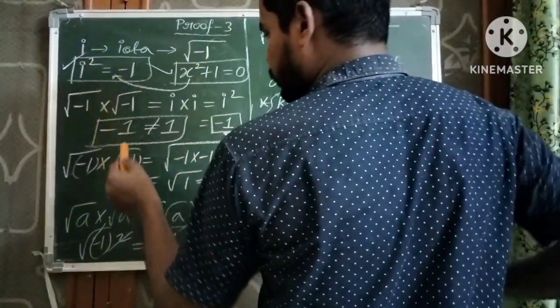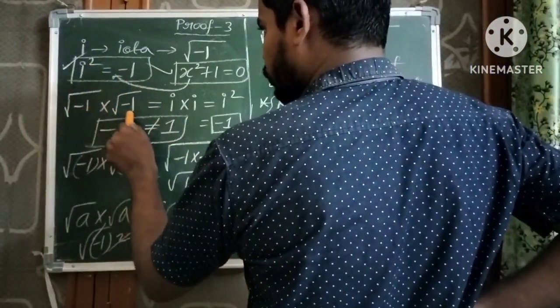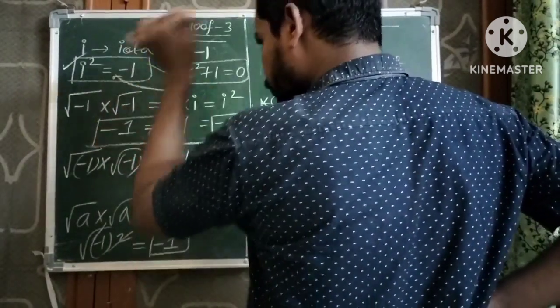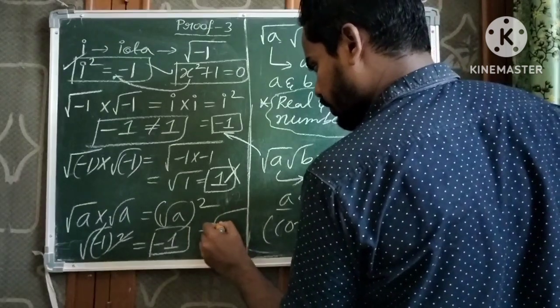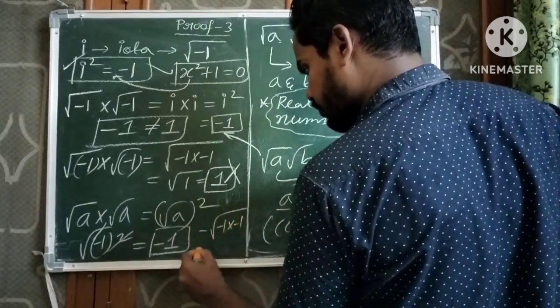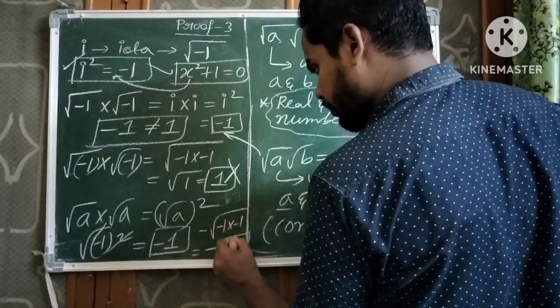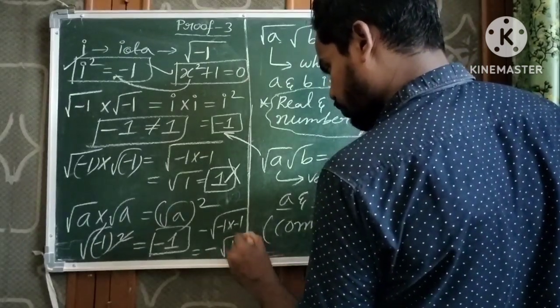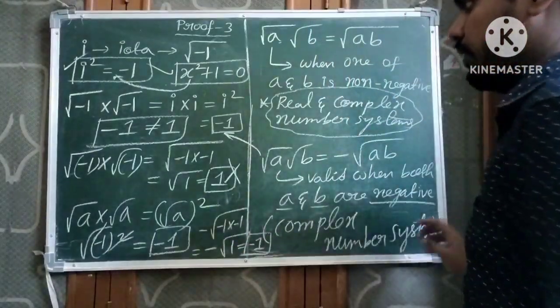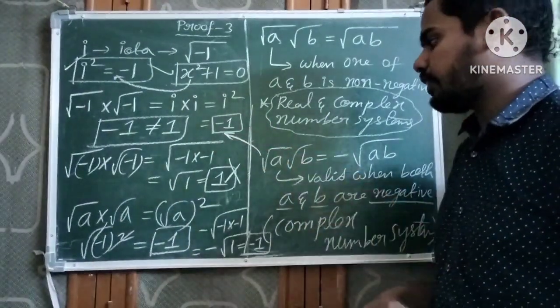So it means now root over minus 1 into root over minus 1 will be minus root over ab, since here a is negative and b is negative. What is the formula? Minus root over ab, minus 1 into minus 1, you will get minus root over plus 1. So minus root over 1 means minus 1. This is the application of this formula.